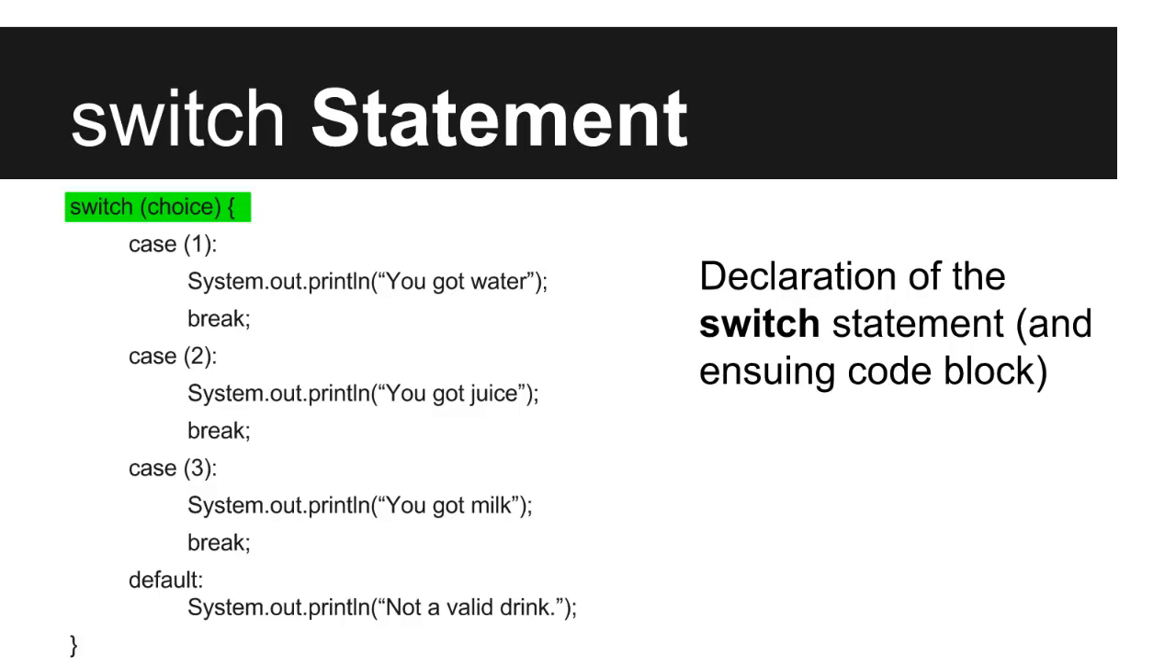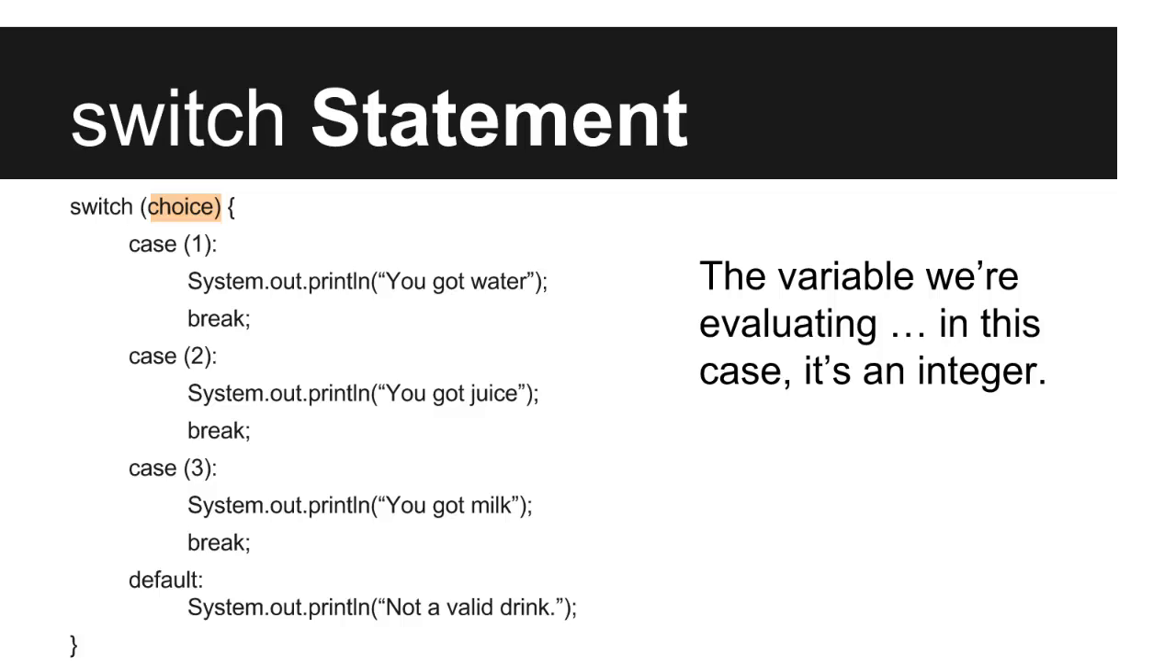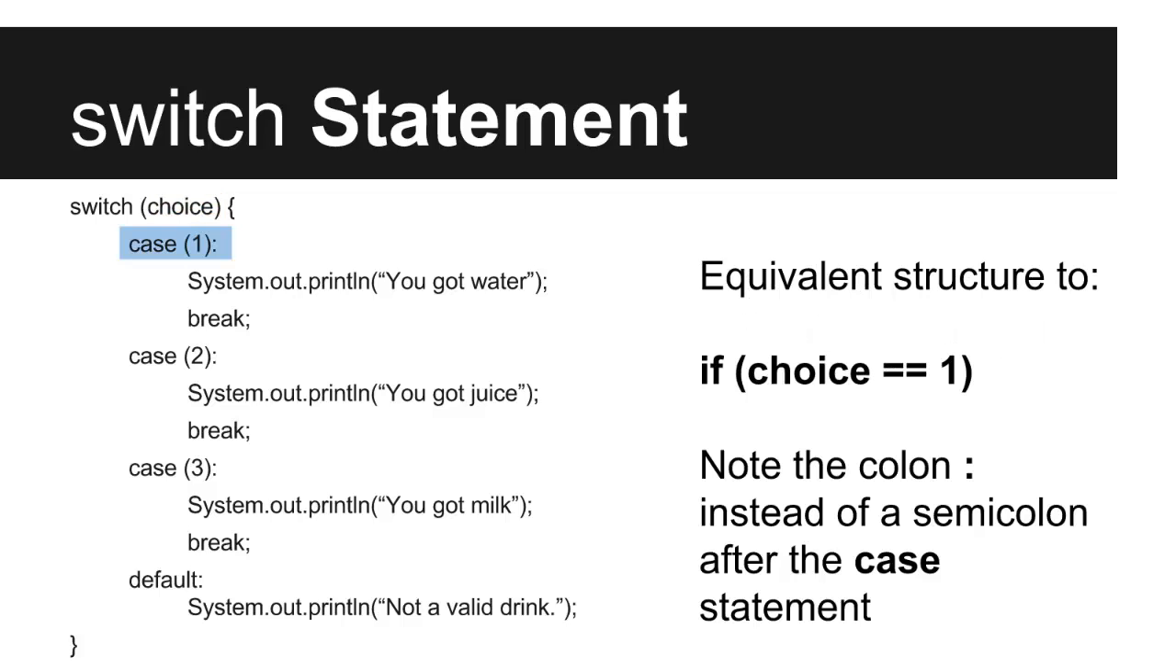This is just like the if statement that we saw before. And then an opening curly brace. This is a switch block. The variable we're evaluating, which in this case is an integer, but it could also be a character or a string, goes inside those parentheses. And when we say something like case 1, this is equivalent to saying if choice is equal to 1.